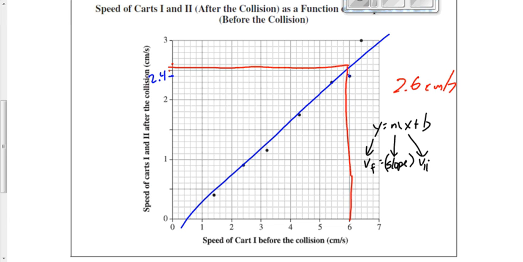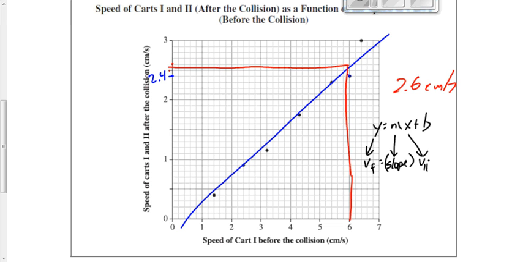Don't necessarily go straight to your data sheet. Just think about what's going on. This is a collision between two carts. What do you usually do when you have a collision between two carts? Good. Pi equals Pf. So let's do that. Let's try that. That seems to be the relevant equation here.